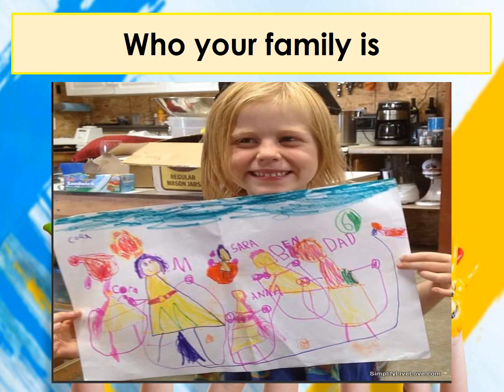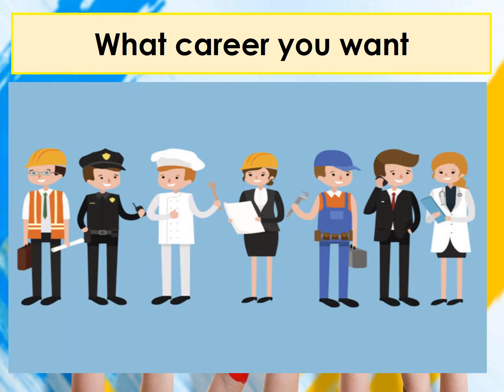Number 3 is who your family is. So who is in your family and the different relationships that you have with them. Number 4 is what career you want. So what jobs are available and which ones you think you might be suited to.